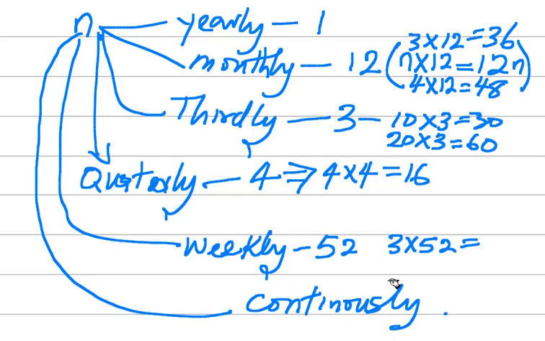And let's check with the calculator now. 3 times 52 is 156. So you are compounding this for 156 times. That's what it means. I told you I'll talk about this alongside as we are discussing this video.